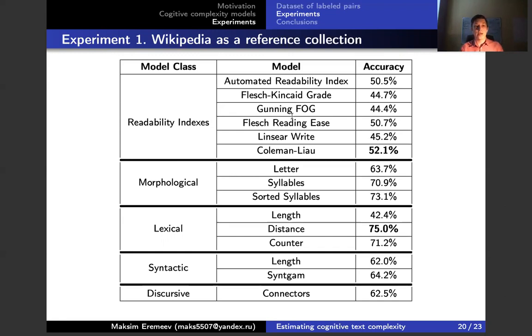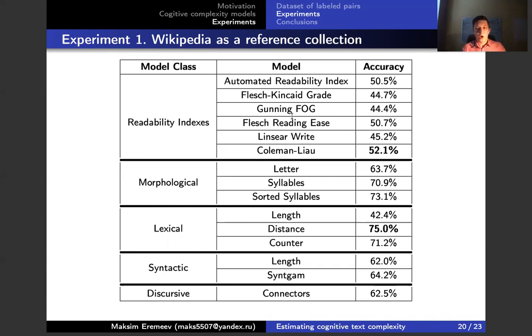The results show that all quantile models we examined outperformed readability indices, and lexical models performed the best. The syntactic model results are nearly the same, bringing the idea that counter-based models can be approximated with distance-based models if suitable tokens are found. The sorted syllables model performs better than unsorted, which proves the assumption about the sustainability of distribution in the sorted syllables model.